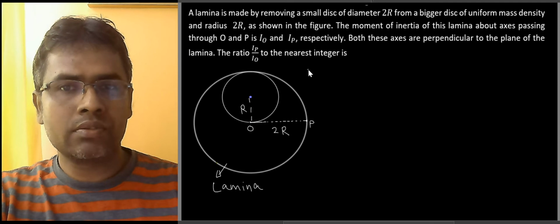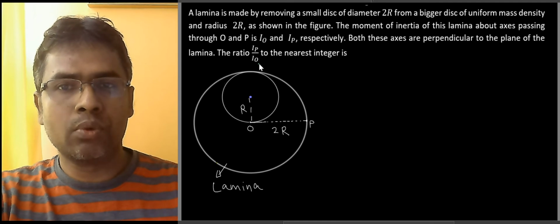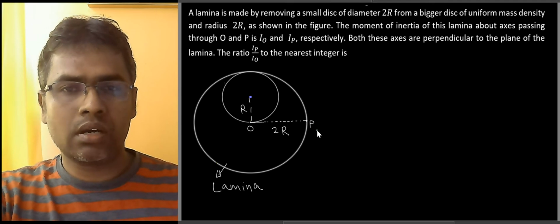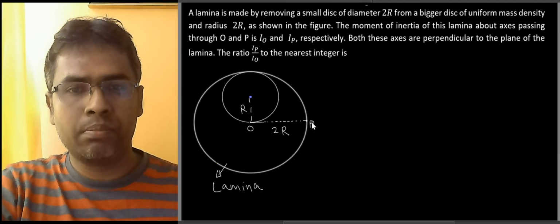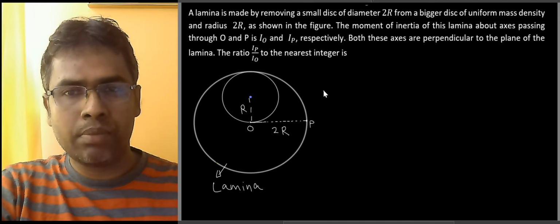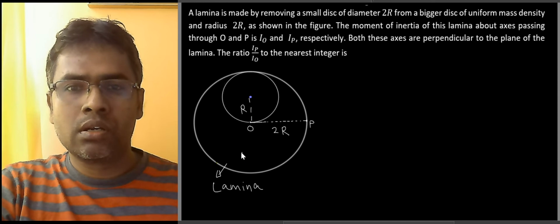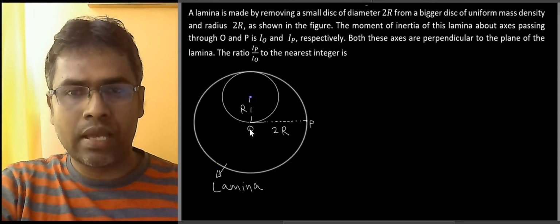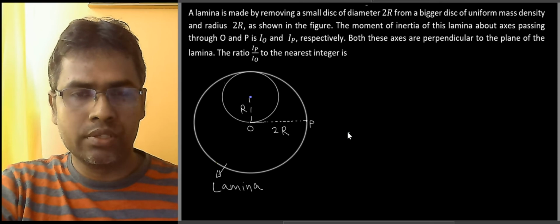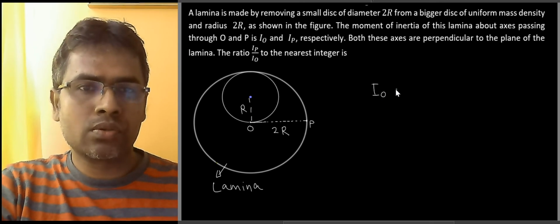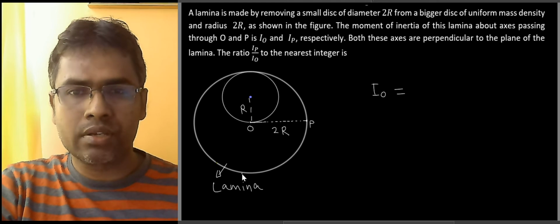Now here we are asked to find the ratio of the moment of inertia about an axis passing through point O and the moment of inertia about an axis passing through point P. These two axes are perpendicular to the plane of the lamina. If we try to get the moment of inertia about the axis passing through point O first, how do we go about it?